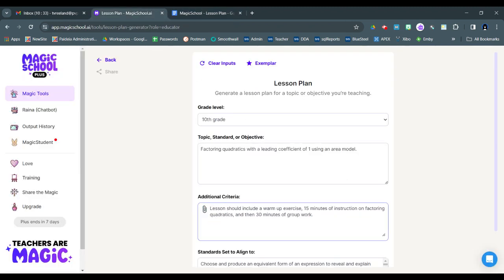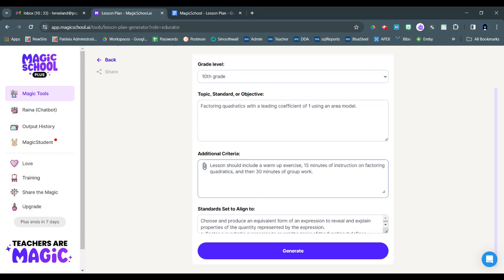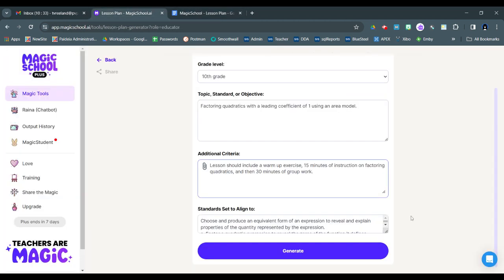For additional criteria, I'm going to say the lesson should include a warm-up exercise, 15 minutes of instruction on factoring quadratics, and then 30 minutes of group work. And if we want to, we could put the standard in here. I think I actually originally did put it in, and I forgot to copy and paste it. I'm going to pause the video for a second and grab it.